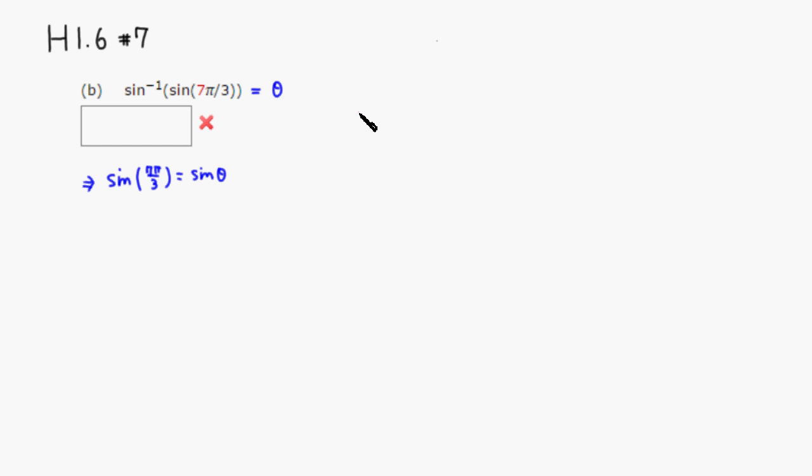sine is between negative pi over 2 and positive pi over 2, right? So it's very tempting to say, oh, theta is going to be 7 pi over 3, right? That's not the case. 7 pi over 3 is just way too big. So what we need is an equivalent angle, the angle that makes sine the same value as sine of 7 pi over 3. And theta has to be between negative pi over 2 and positive pi over 2.